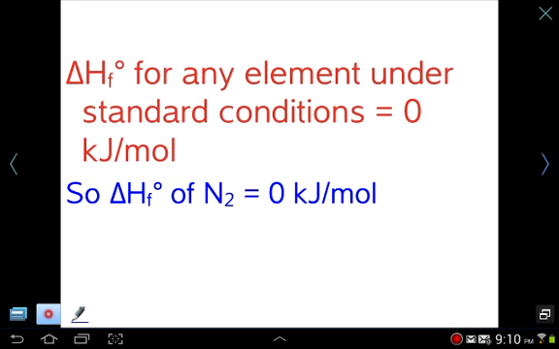Now, the heat of formation of any element is actually 0. And this is true because it doesn't take any energy to form an element. It is already an element, so therefore we put a 0. So the delta H of formation of nitrogen gas is 0. Same thing with hydrogen, oxygen, any elemental state is 0.